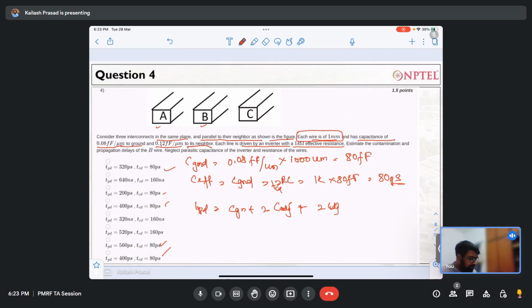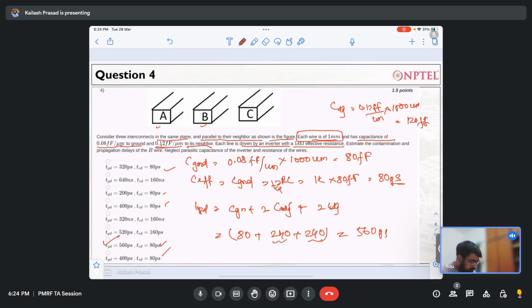And C adjacent is how much? You can see 0.12 femtofarad per micrometer. So C adjacent will be 0.12 femtofarad per micrometer multiplied by 1000 micrometer. This will be 120 femtofarad. So the final result will come as 80 plus 120 into 2, twice 240, plus 240, 480 plus 80, 560 picosecond. So you can see 80 picosecond and 560 picosecond.